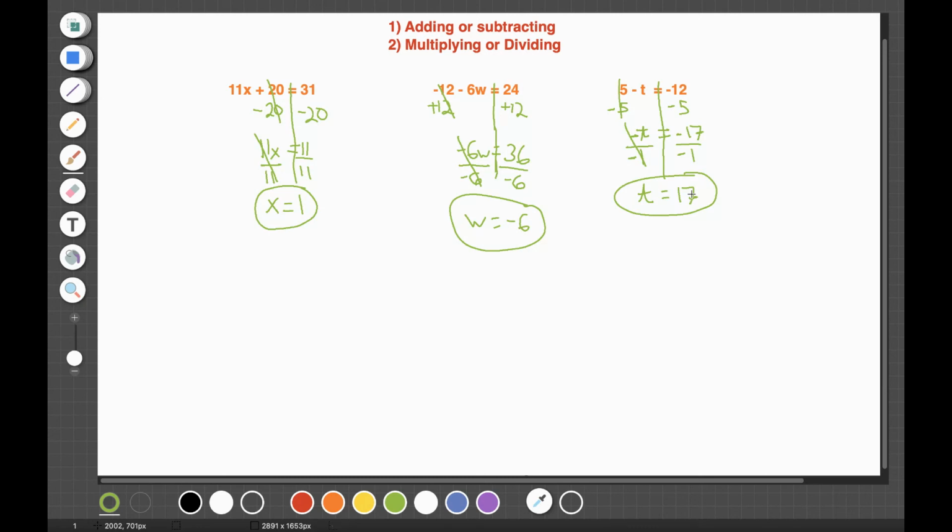Okay, let's move on to a few more, slightly more difficult, but same thing, 2-step equations, exact same thought process.